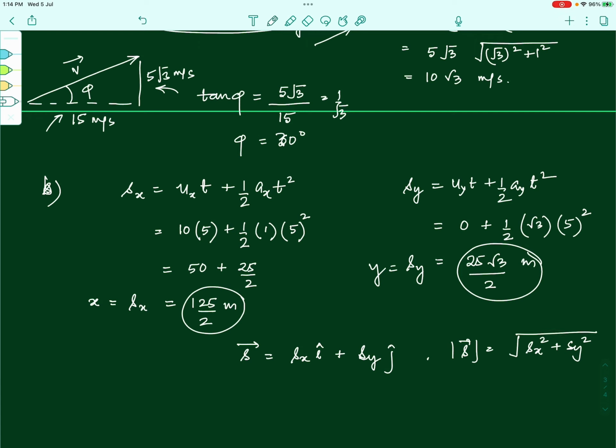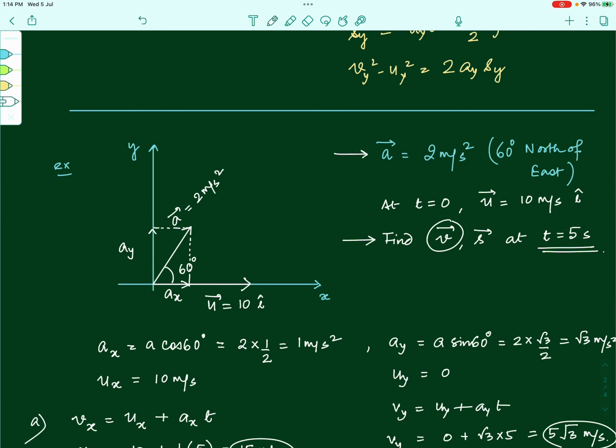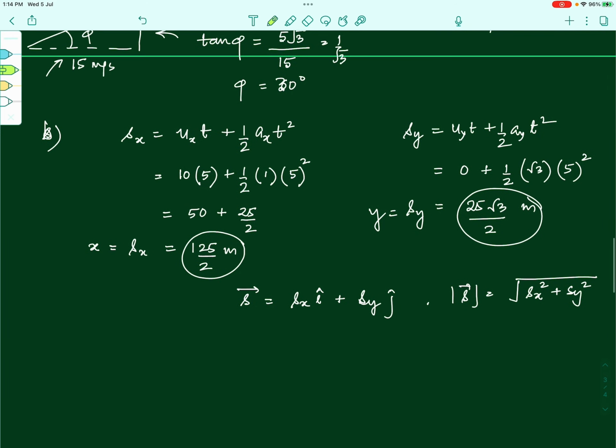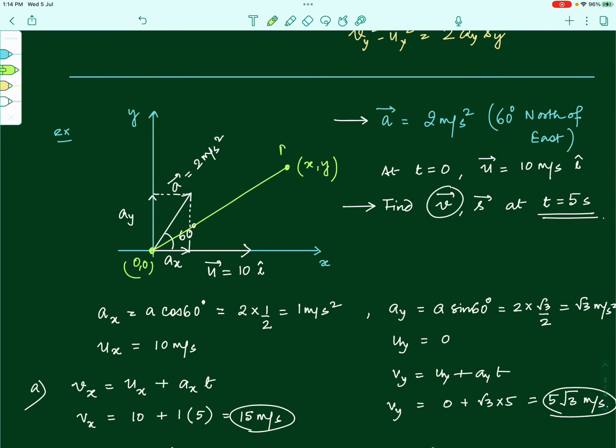So understand that in this case, if we assume that let's say the particle was at the origin initially, let's say the particle was over here at the origin 0, 0 point initially, and it moves to the new position in 5 seconds, which is somewhere here, we can consider the coordinates of this point as x, y, the ones that we have just now found here. This x and this y, these are nothing but the coordinates of the final position of the particle after a time of 5 seconds.